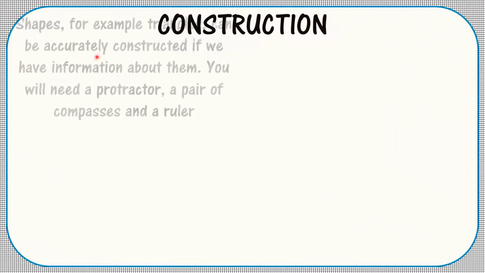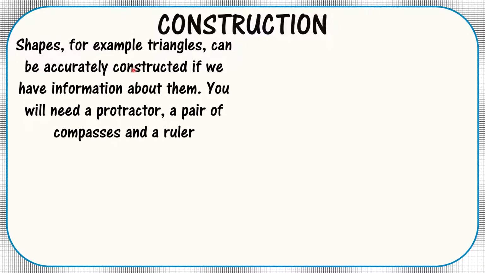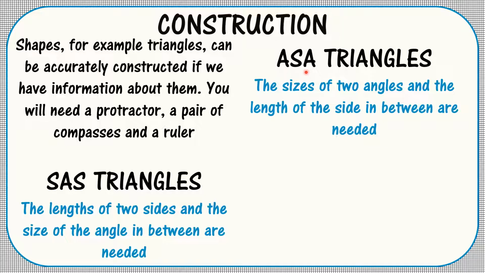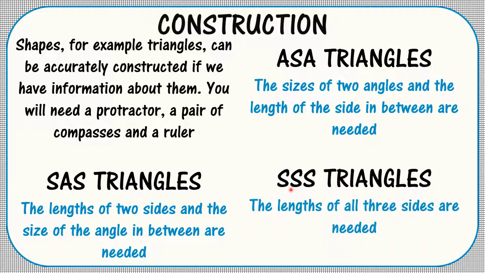For construction, shapes, for example triangles, can be accurately constructed if we have information about them. You will need a protractor, a pair of compasses, and a ruler. We can create SAS triangles, which is when we have the lengths of 2 sides and the size of the angle in between. We can create ASA triangles, where the size of 2 angles and the length of the side in between is needed. And the final one is SSS triangles, where the lengths of all 3 sides are needed.